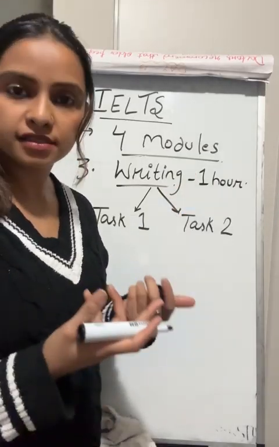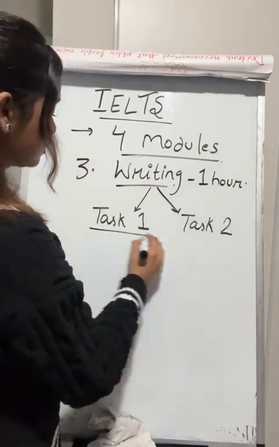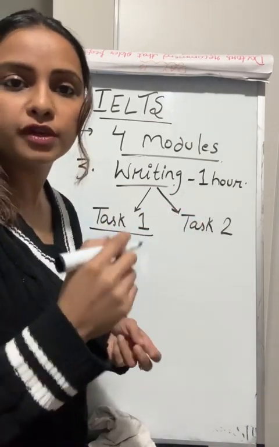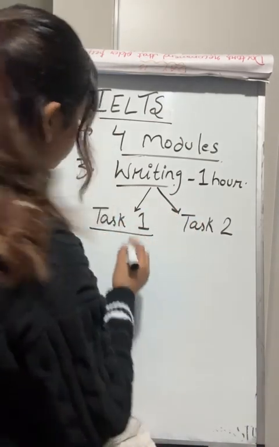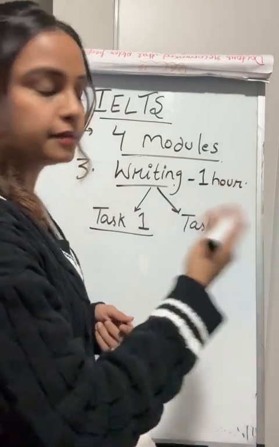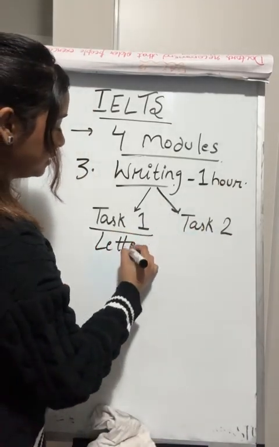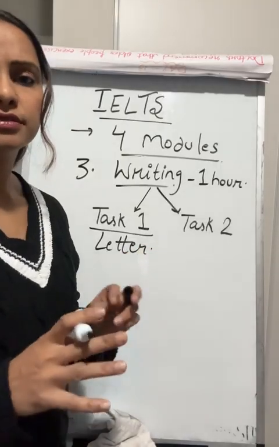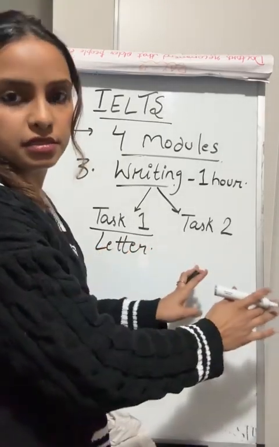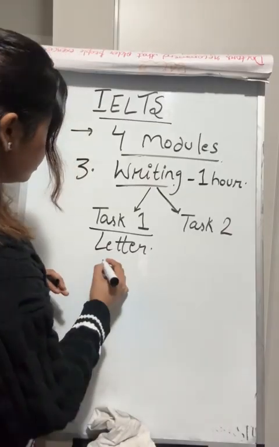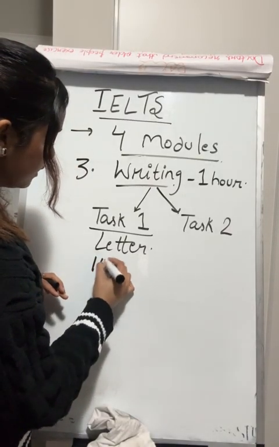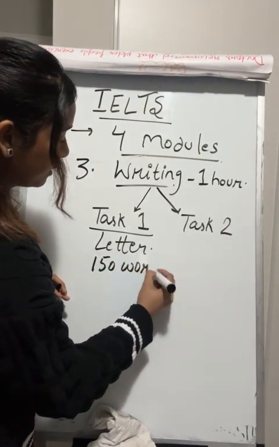Now what are these tasks? First of all, task 1. Let's talk about task 1 in GT, for those who are giving the GT exam, General Training exam in IELTS. Task 1 is about writing a letter. So this is comparatively easier than task 2. Here, the word limit is 150 words minimum.